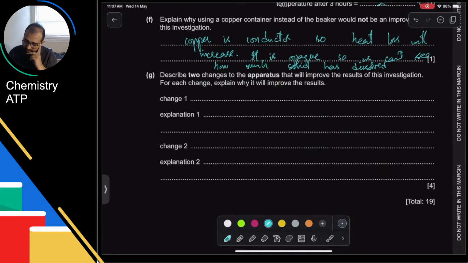Okay, describe two changes to the apparatus that will improve the results of this investigation. First one is that use a burette instead of a measuring cylinder.